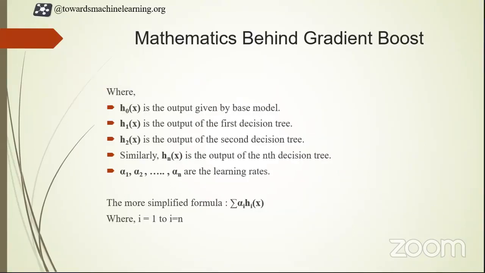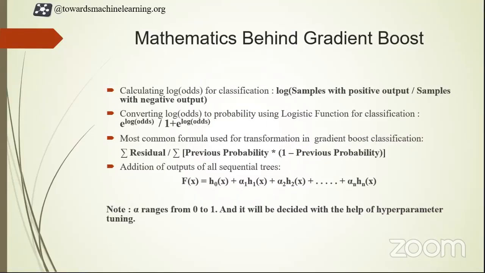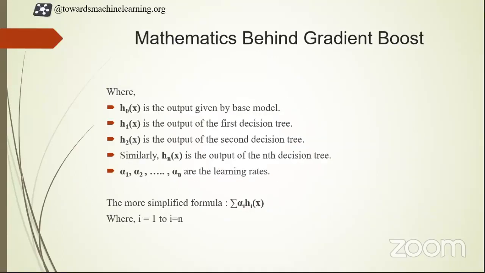Now you can see this formula, h0 of x plus alpha 1 h1 of x. In a more simplified way, you can write this formula as the summation of alpha i hi of x, where i ranges from 1 to n. Like this way it becomes more simplified.